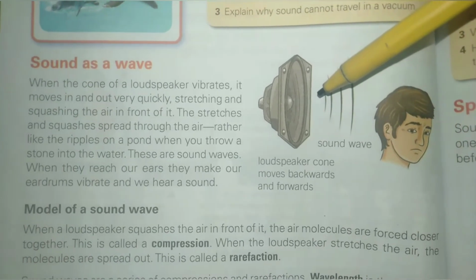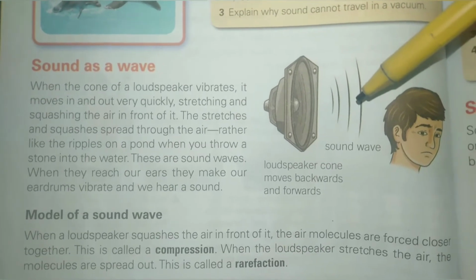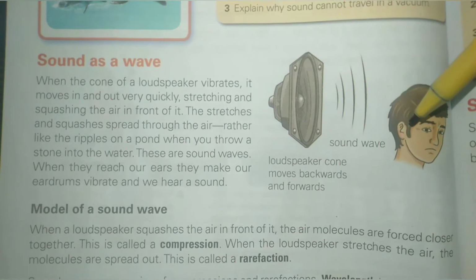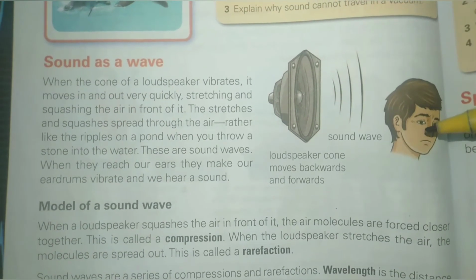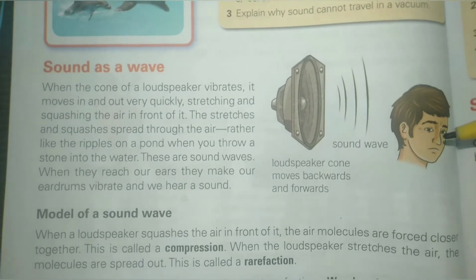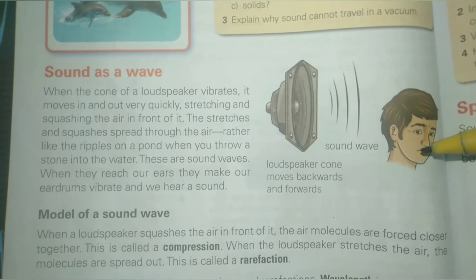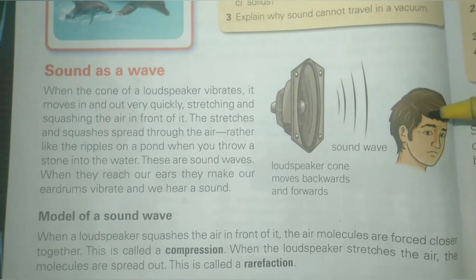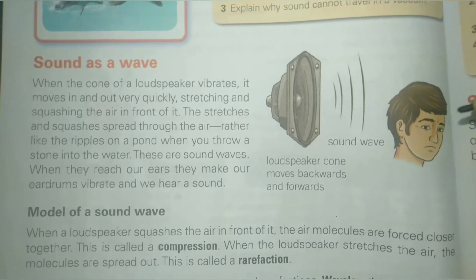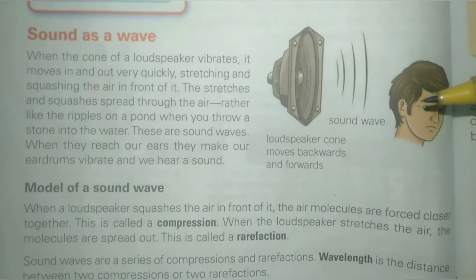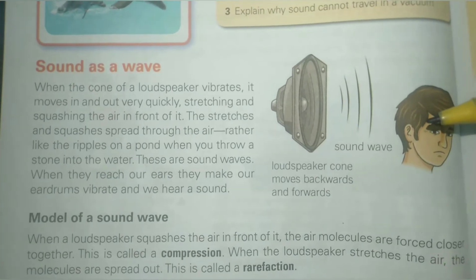And then this sound wave travels in the form of squashes and stretches, and when it reaches our ear, it vibrates the eardrum. The eardrum vibrates the middle ear, which vibrates the inner ear, and from the inner ear the electrical signals go to our brain, and then we hear the sound. And the sound waves are different from the waves on the sea, or the ripples, or the waves that are produced in water.